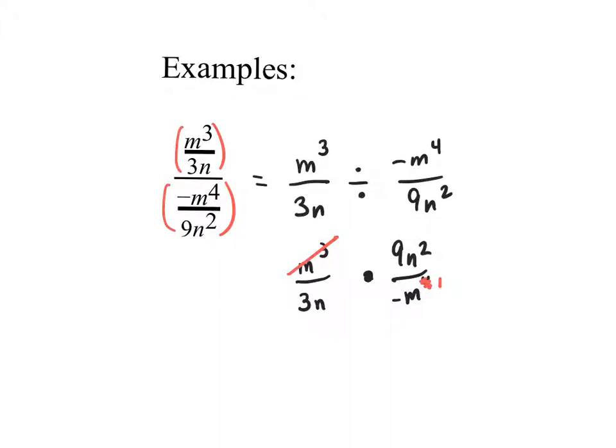I can cross out 1 of the n's here, and I'm just left with 1 n on the top. And then I have 9 over 3, which simply reduces to 3. So now if I see what I have left on the top, I just have a 3 and an n, and on the bottom I just have a negative m. So that complex fraction reduces to just this one simpler fraction.